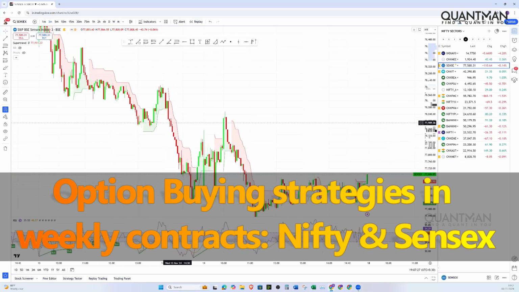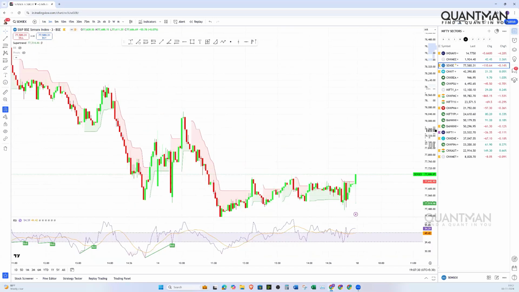Today we are going to create strategies for Option Sensex buying, because we have only limited data for Sensex. For Nifty, we have data from 2019. For Sensex, weekly options started from 1st August 2023. That's why we have limited data.